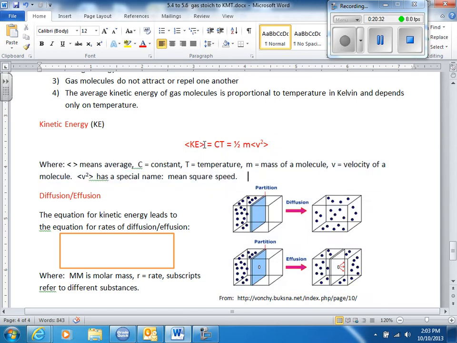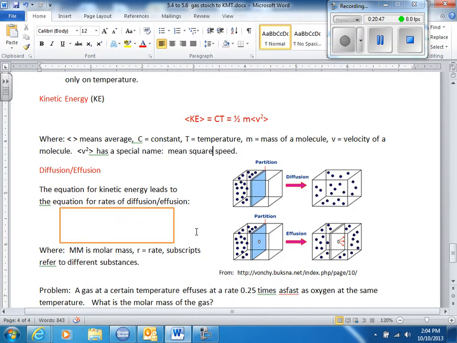So the average kinetic energy is a constant times temperature, and it's equal to 1/2 times the mass of a substance times, this has a special name, the mean square speed. Okay, we're going to use this equation to do some things with diffusion and effusion.